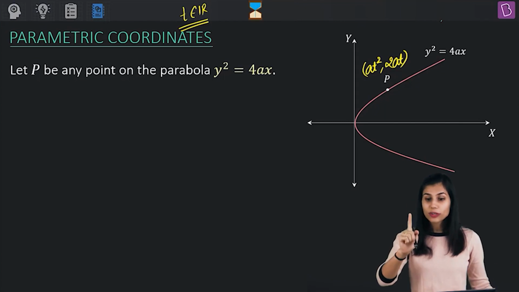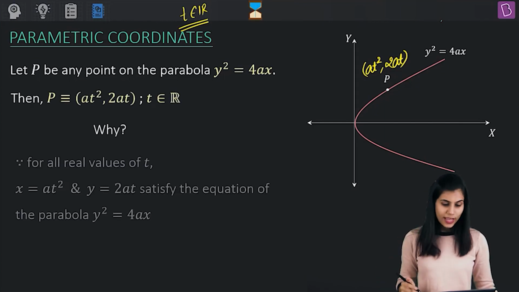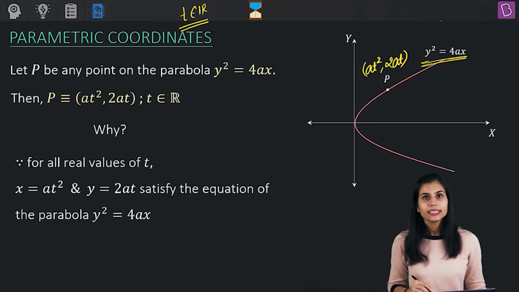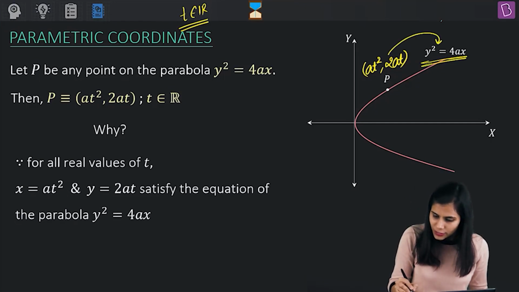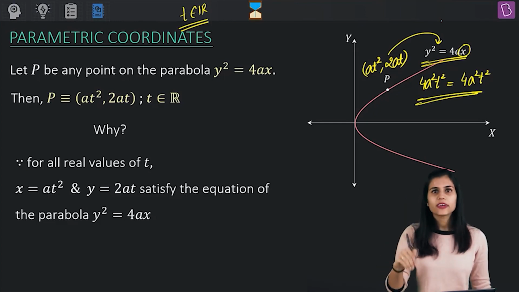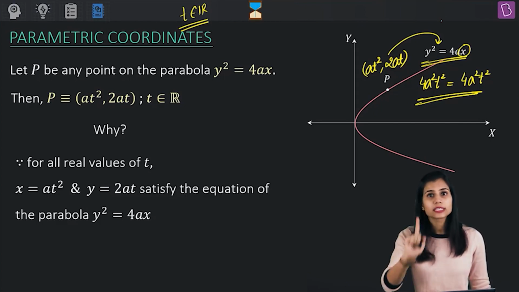Yes. Why? Because for every real value of t, (at², 2at) satisfies the equation of this parabola. Try it out. Plug in y as 2at, you will get y² as 4a²t². Plug in x as at², you will get 4a²t². They are the same. For every real value of t, (at², 2at) satisfies the equation of this parabola. That is why any random point you pick on this parabola will look like (at², 2at) for some real t. Got it?